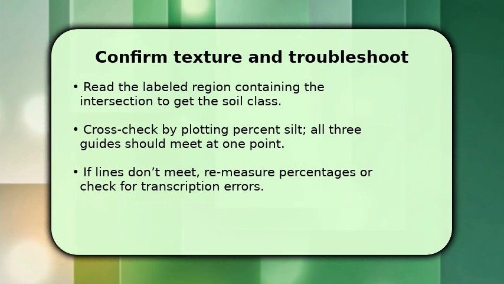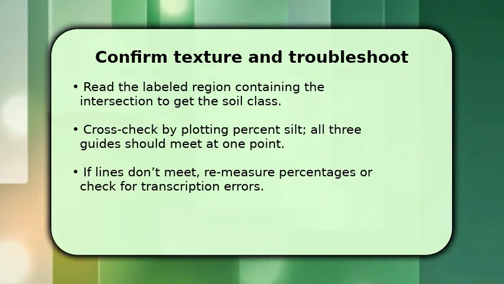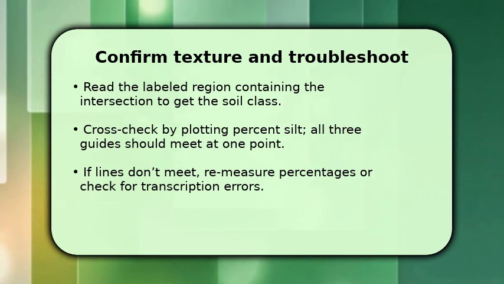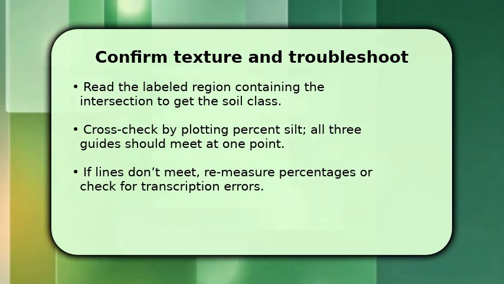To verify, plot percent silt as a third guide. The three lines should converge at the same point. If they do, you have a consistent classification.